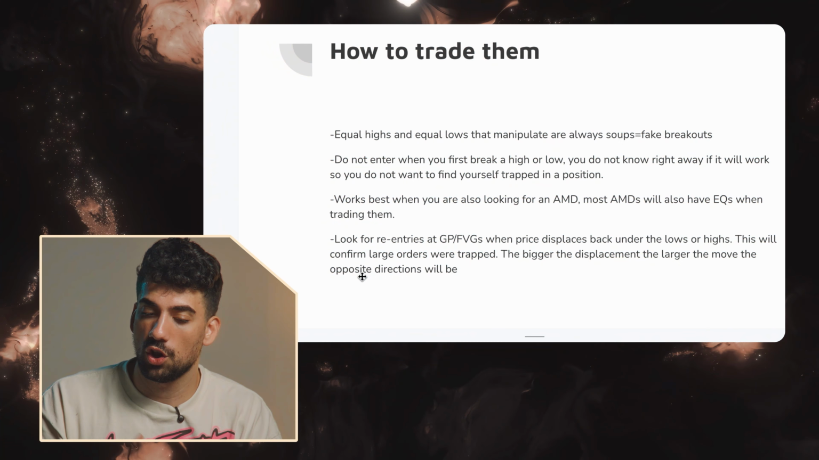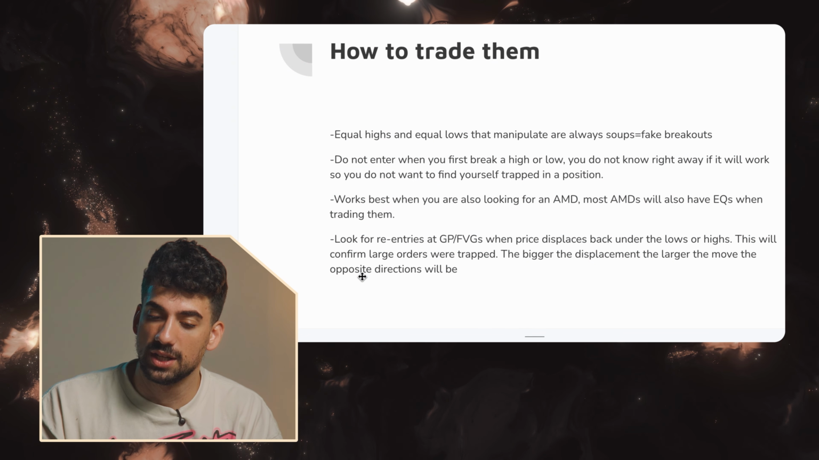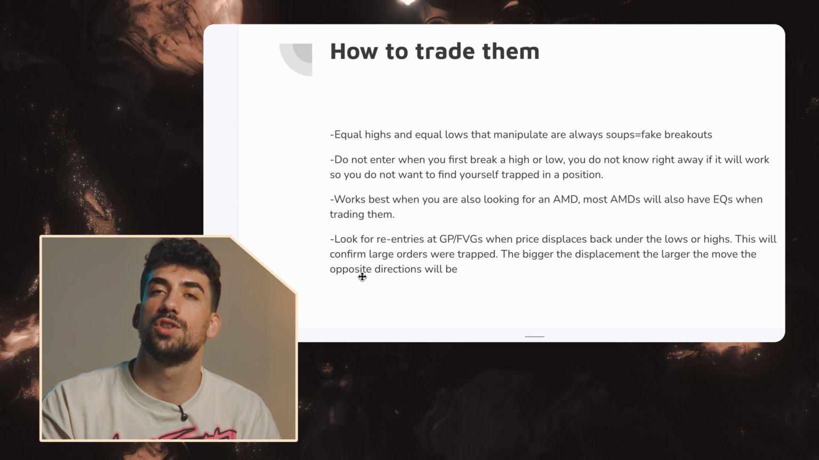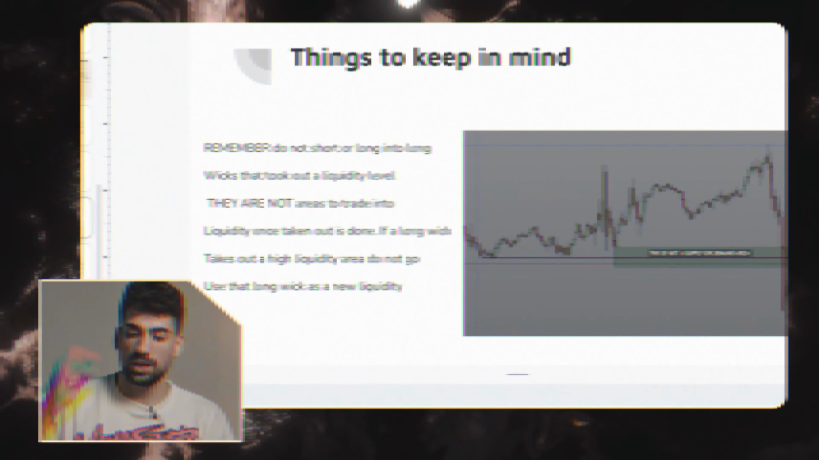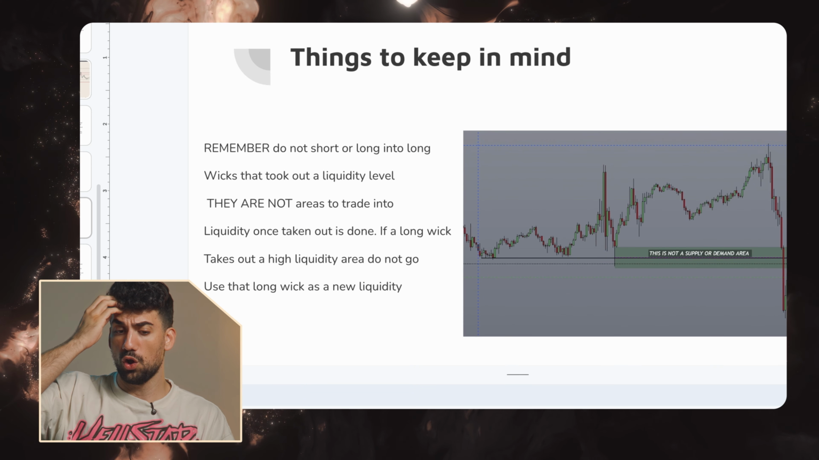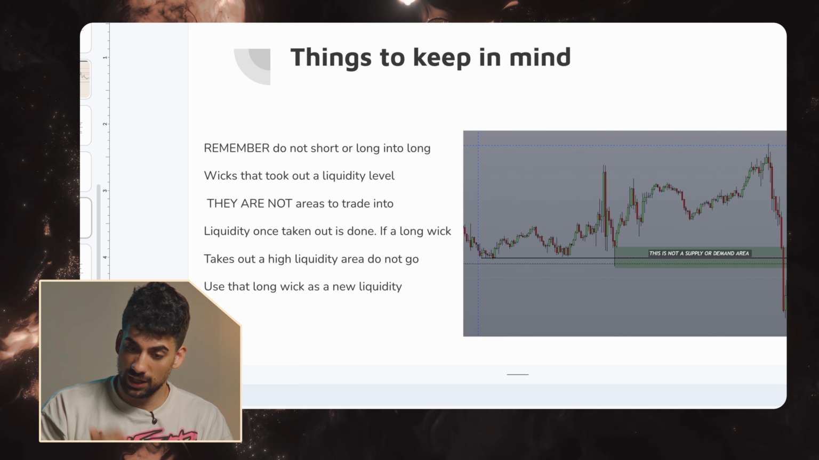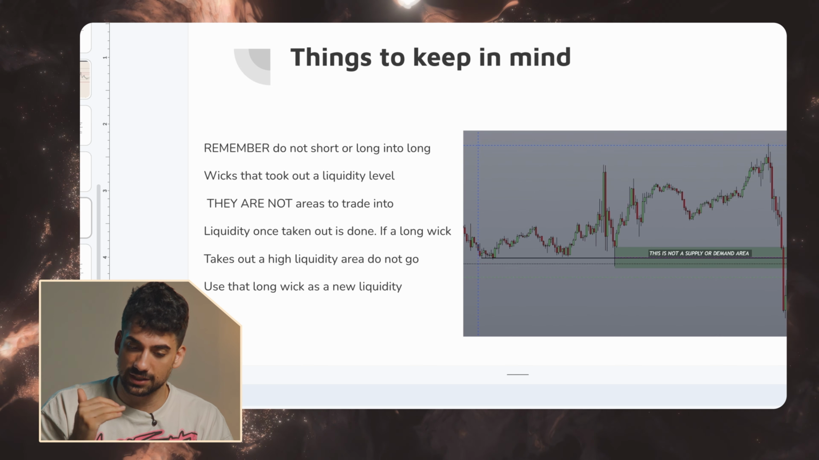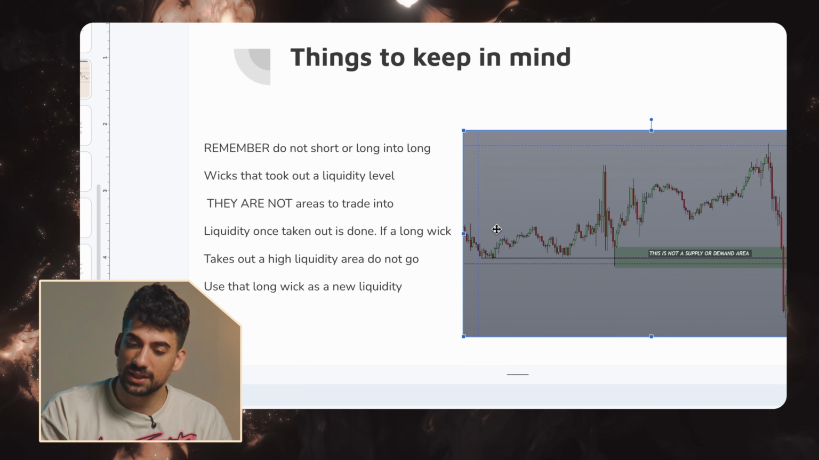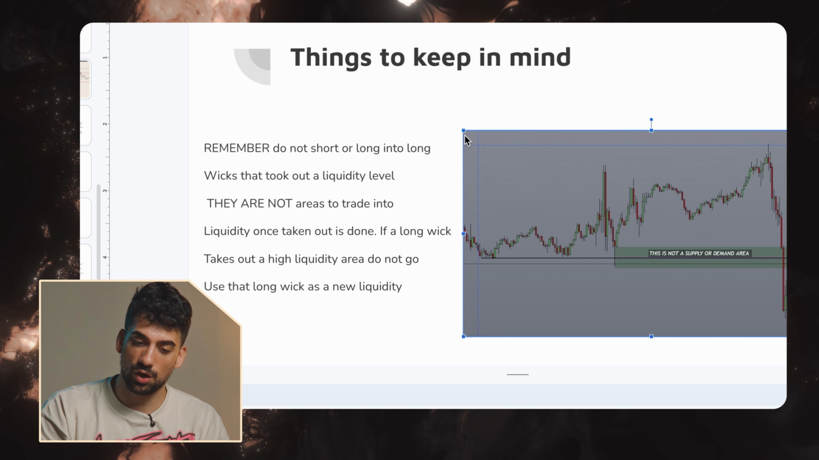These will confirm large orders were trapped. The bigger the displacement, the larger the move in the opposite direction will be. Things to keep in mind, guys: do not go short or long into wicks that took out liquidity. If a wick took out liquidity, it does not mean it's now liquidity. If liquidity has been taken out, the candle that took it out is not of importance.